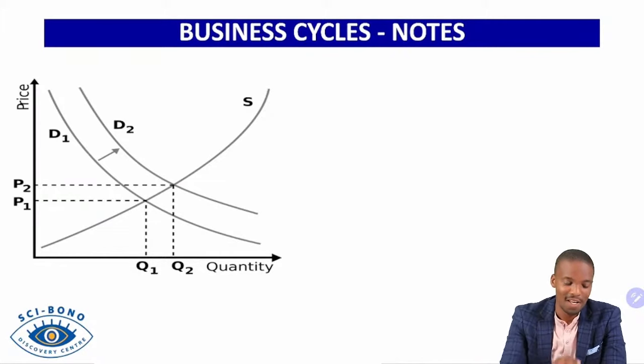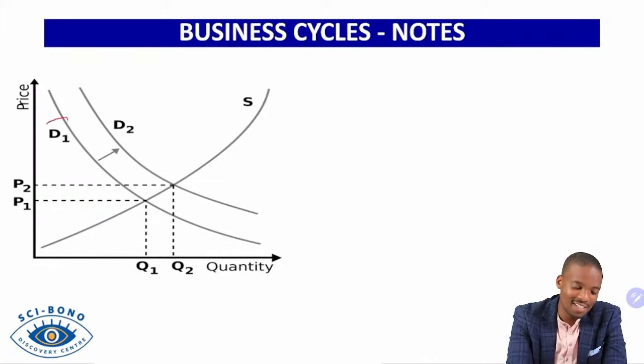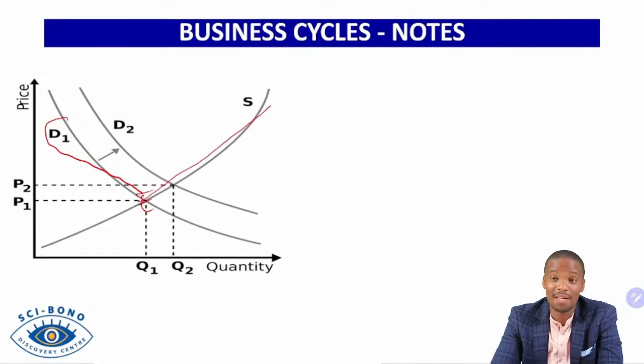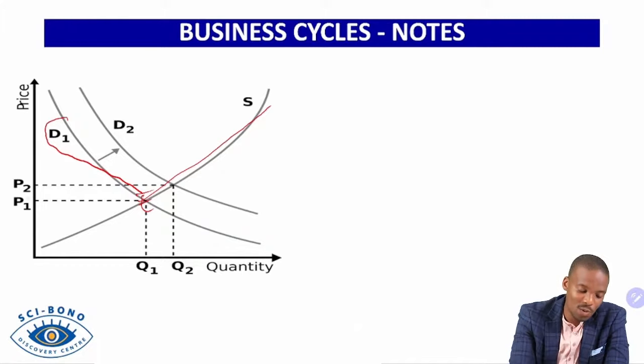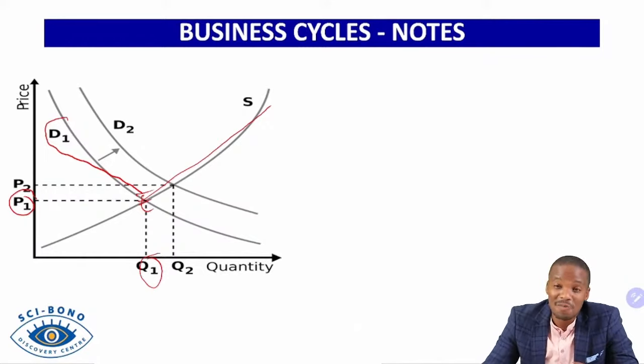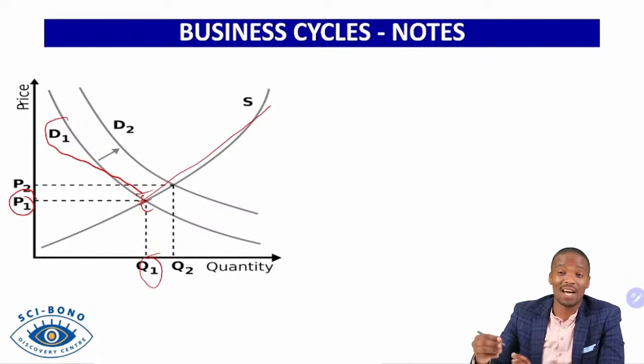Look at now. You see that originally we had our equilibrium there, where D1 was equal to S. That is where we were. It means at that point the economy was at equilibrium, the price was P1 and the quantity was Q1. So people have got disposable income, there is more money, people are now working.